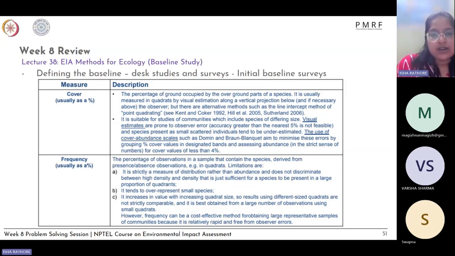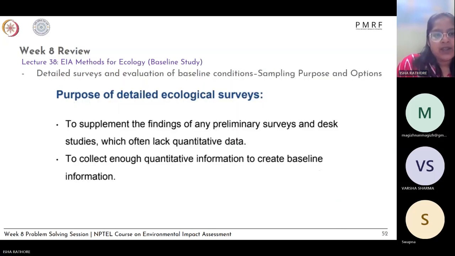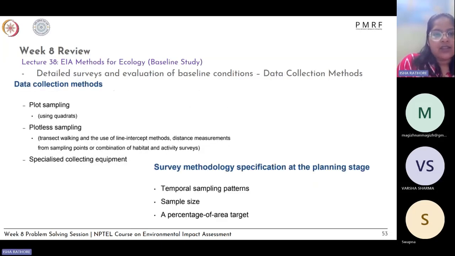Then, for preparing detailed ecological surveys, you need to supplement the findings of your primary survey and desk studies, which often lack quantitative data, and to collect enough quantitative information to create a baseline information. So, for data collection methods, you have plot sampling, which is what we looked at, that is dividing the site into quadrants and then sampling each of the quadrants separately.